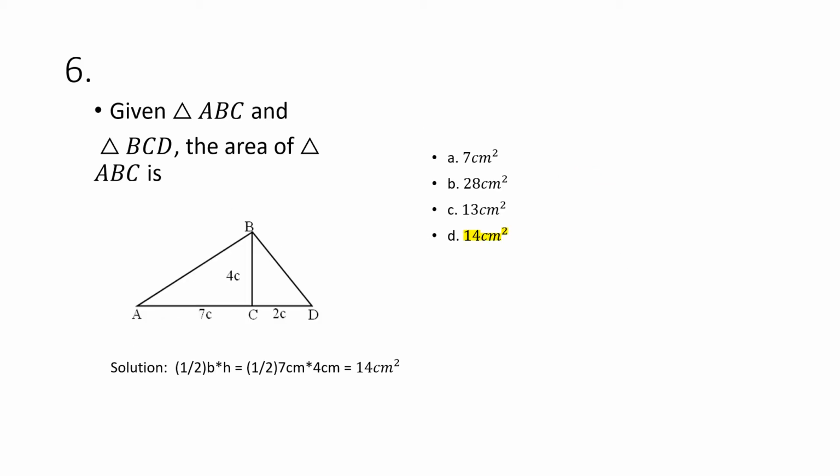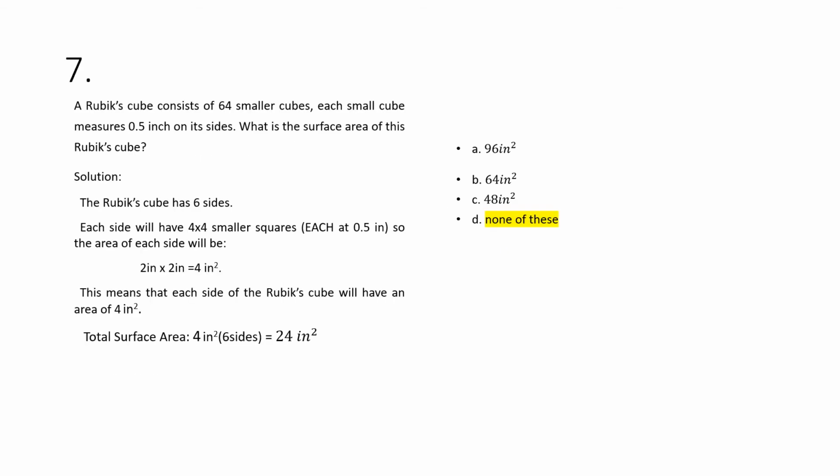For number 6, we are given the illustration, and we're going to look for the area of triangle ABC. And the area of a triangle will be 1/2 base times height. Substituting the values, we have 1/2 times 7 centimeters times 4 centimeters, giving us 14 square centimeters.